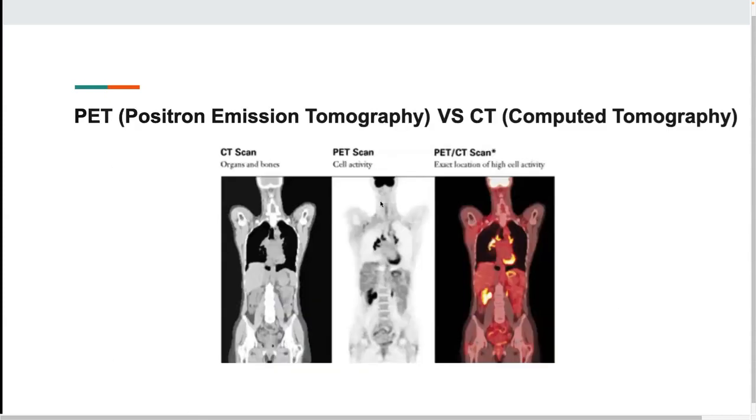So here's the picture of the CT scan, here's the picture of the PET scan, and here's the picture of the PET-CT scan. As you can see, these pictures are different, and each picture has its own technique by which it is generated by the machines.